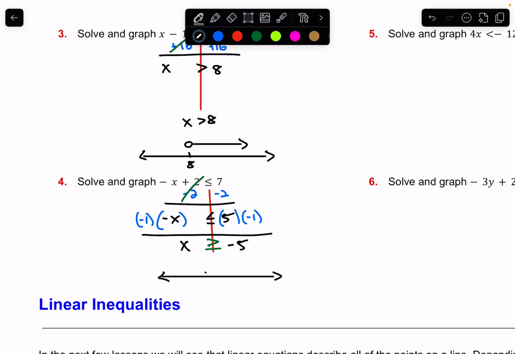And so on a number line, I would put -5 on here. Greater than or equal to means a closed dot at -5 with an arrow going off to the right.